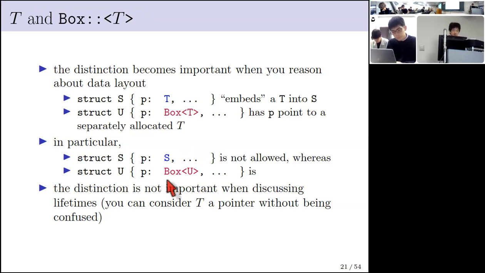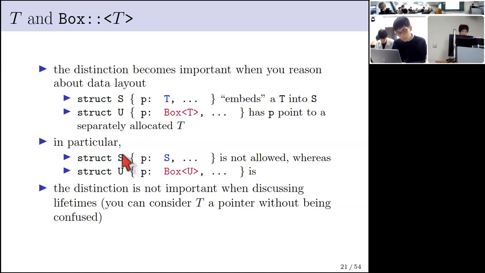So in these cases, the distinction between T and box T becomes significant. But otherwise, these two things are fairly interchangeable, at least in Rust. And in particular, the distinction is not very important when discussing lifetime, that is, how memory is managed in Rust. Okay.